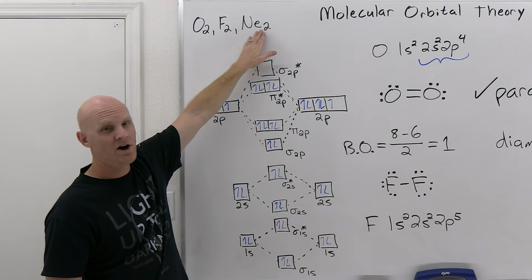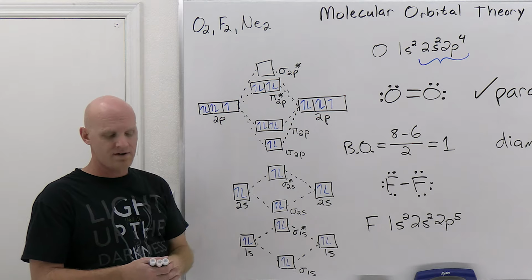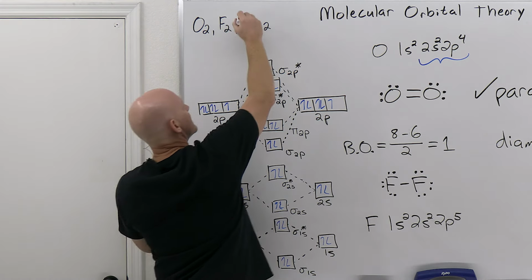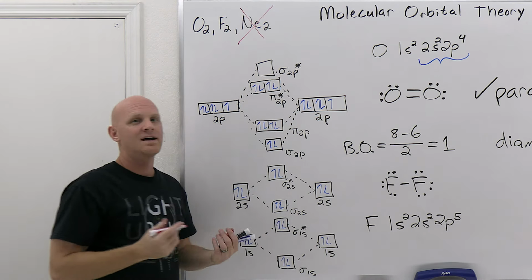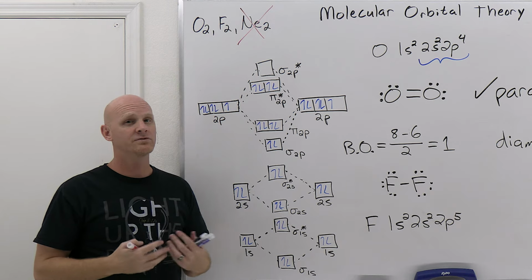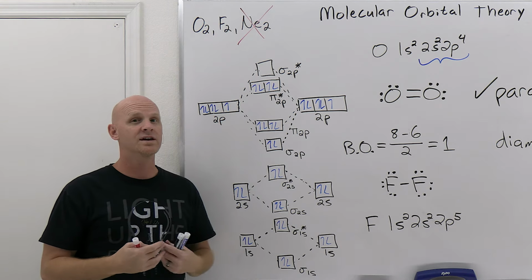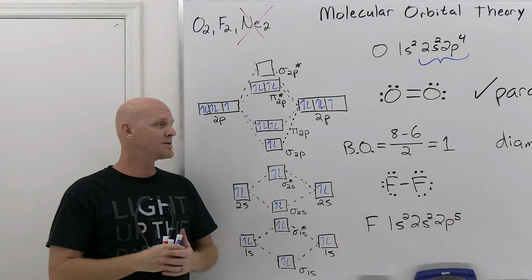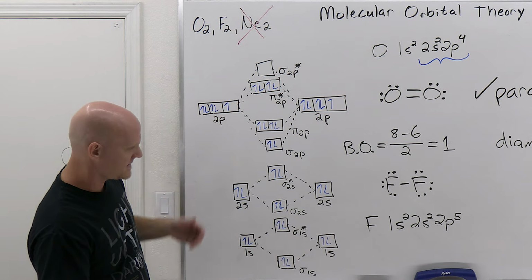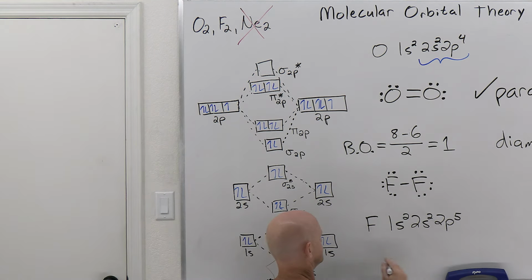Now, if we move on to neon here, and notice we wrote Ne2, but neon being a noble gas doesn't exist as a diatomic. And so we're not going to explain any properties of Ne2. We're going to explain again, just like we did with helium, why it doesn't exist. Diatomic neon does not exist either. And in this case, we move on to neon.